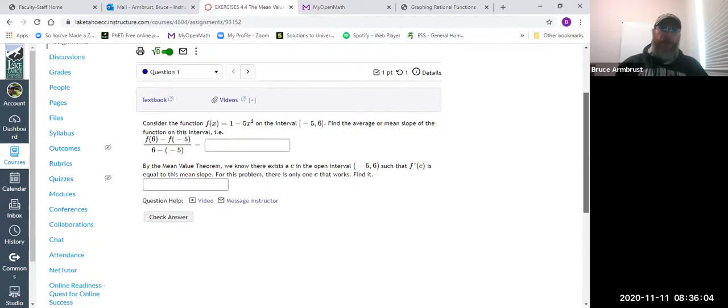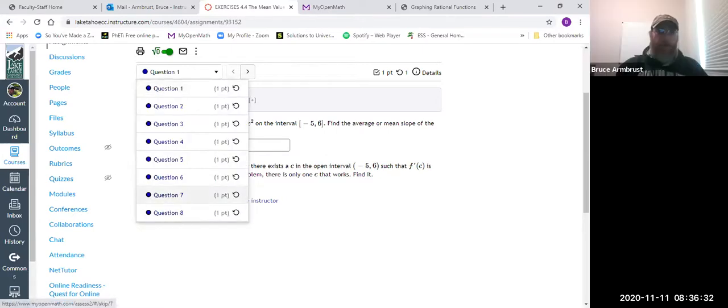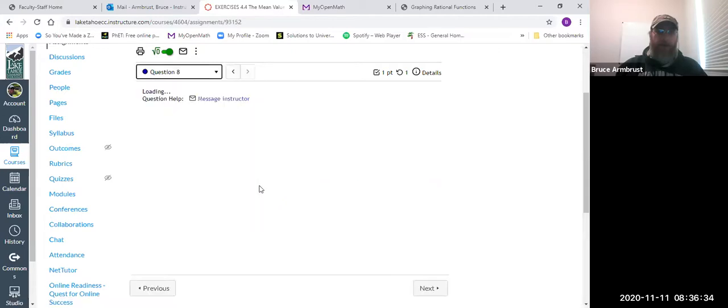All right, so we've got a function, f(x) equals 1 minus 5x squared on the interval minus 5 to 6. So it says find the average or mean slope of the function on this interval. They basically gave us the difference quotient form there, but that's just slope. I'm not sure this is the problem I was talking about. I think this is maybe number 1 at the top there. You're right, it does say number 1. Sorry about that. That's okay, thank you.